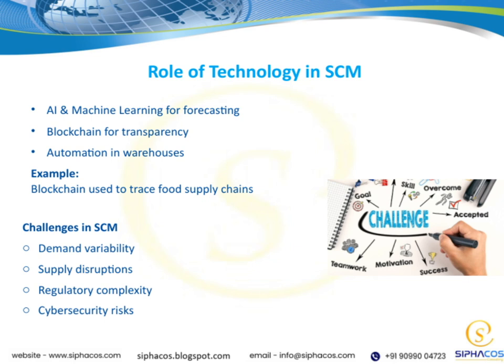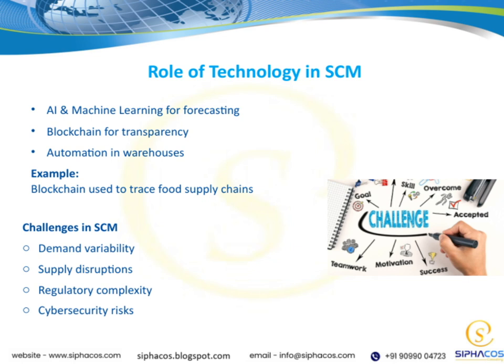Automation also plays a significant role, especially in warehouses. Automated systems like robotics and smart logistics streamline operations, reduce human error, and improve efficiency. However, while these technologies offer many benefits, there are also challenges we need to address. Demand variability remains a constant issue. Unexpected shifts can disrupt even the best forecasts.